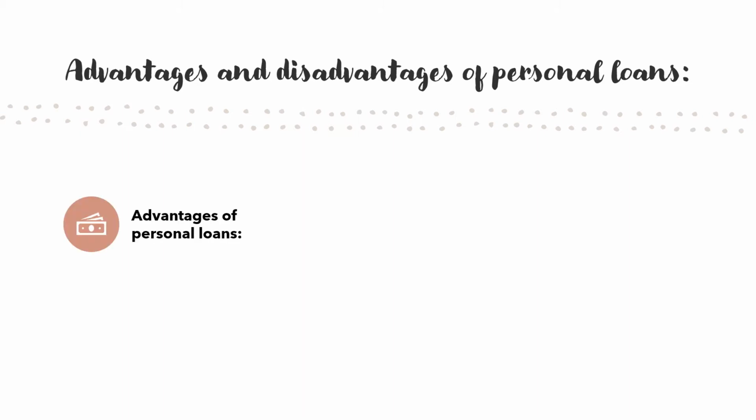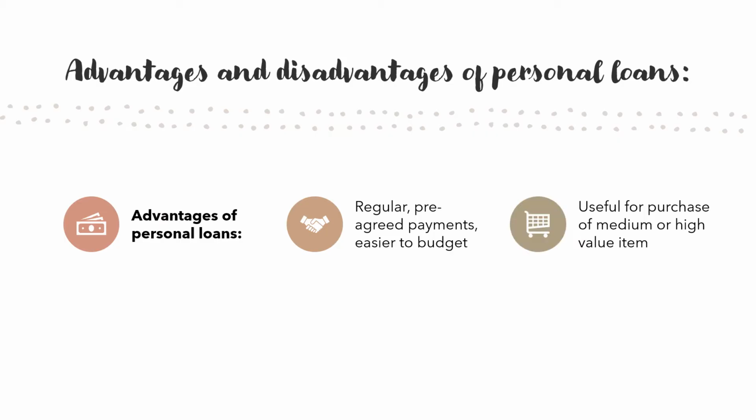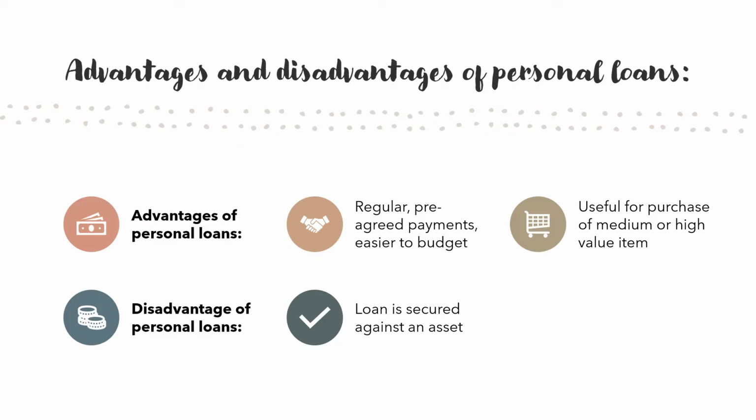The advantages of a personal loan are that you have regular pre-agreed payments, so if you need to budget, you can budget because you know how much is going to come out and when. And it's useful for purchases that have medium or high value. However, the disadvantages of a personal loan are that the loan is secured against an asset. So if you don't pay back that loan, that asset will be taken away from you. For example, a car: if you don't pay back the loan that you owe on the car, that car can be taken back from you. And it's not suitable for a short-term loan.